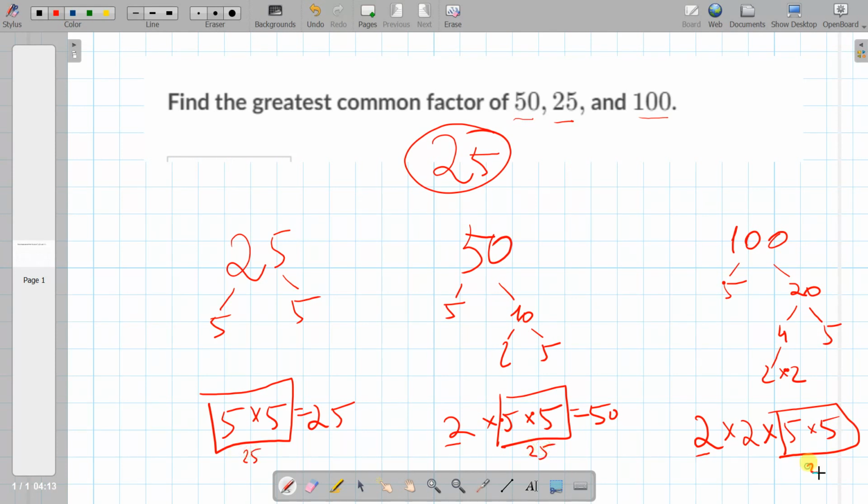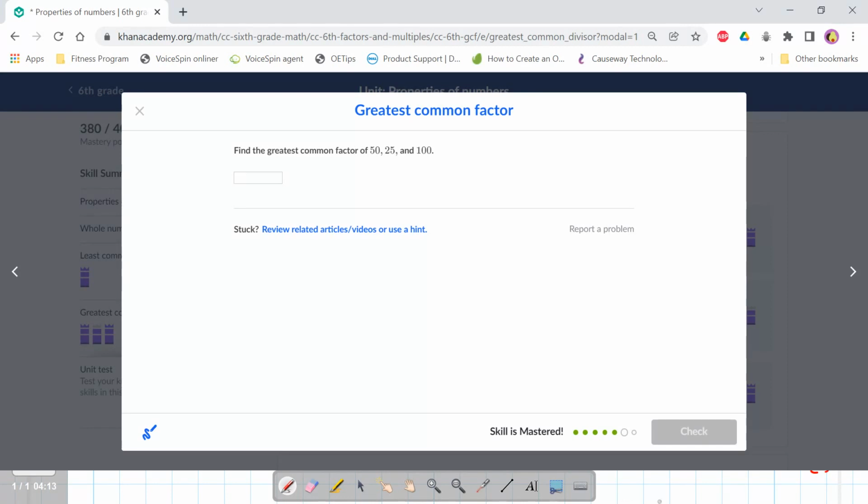25. So 25 times 1 is 25, 25 times 2 is 50, and 25 times 2 times 2, which is 4, 25 times 4 is 100. So the greatest common factor is 25.